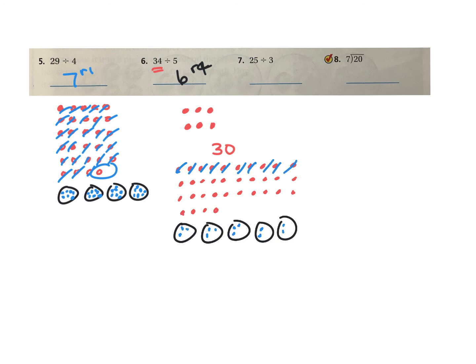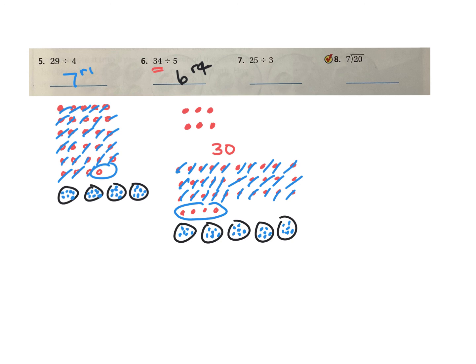11, 12, 13, 14, 15, 16, 17, 18, 19, 20, 21, 22, 23, 24, 25, 26, 27, 28, 29, 30, and I had 4 left over. How many are in each of these? 1, 2, 3, 4, 5, 6. There is 6, 6, 6, 6, 6, which is 6 times 5, right? That gave us 30. So each of them got 6, and there were 4 left over, remainder 4.